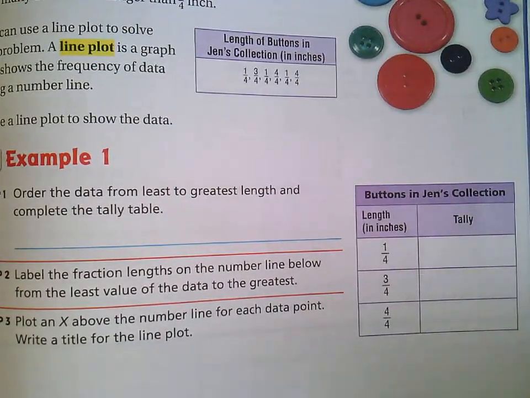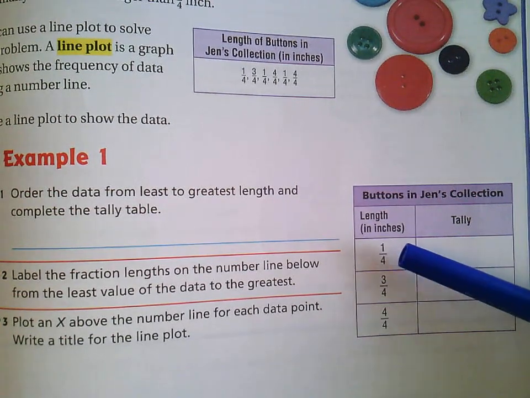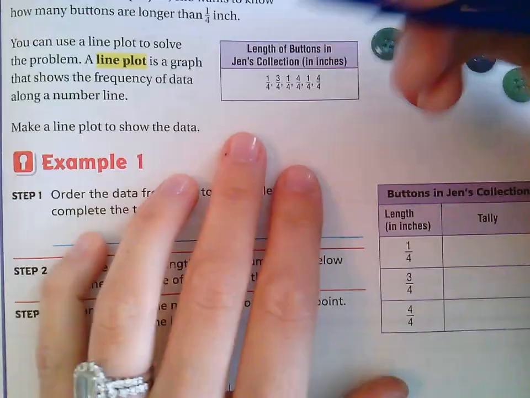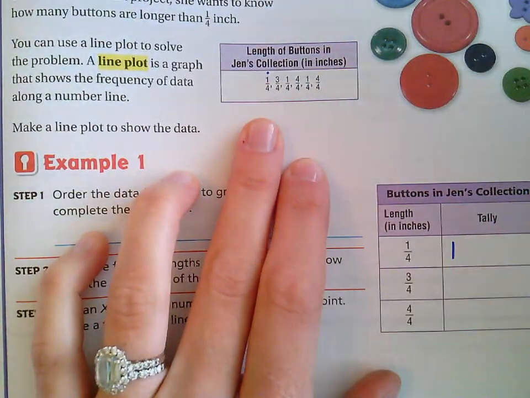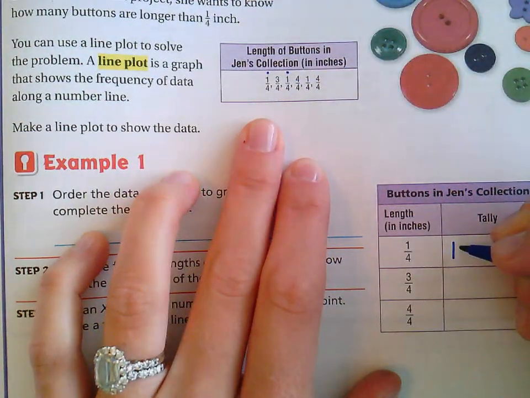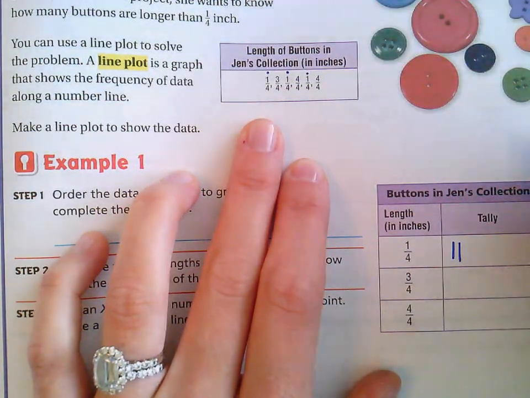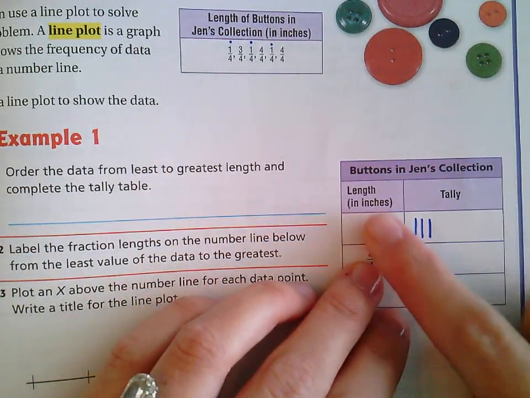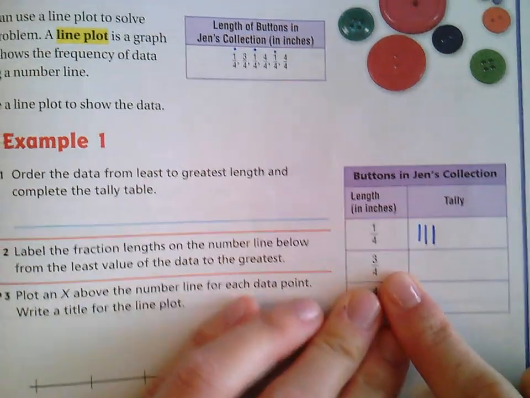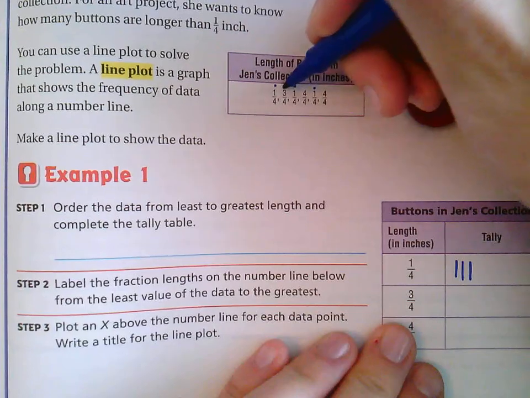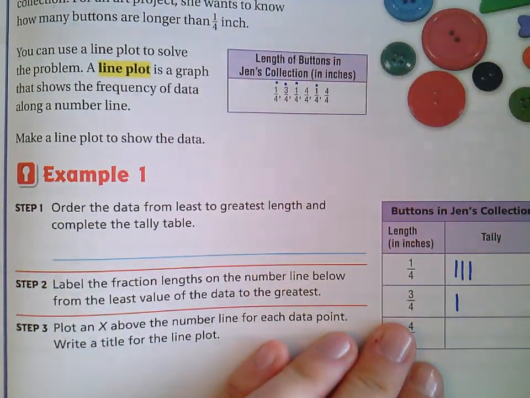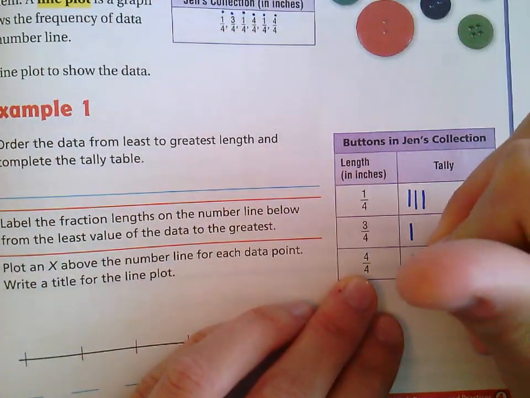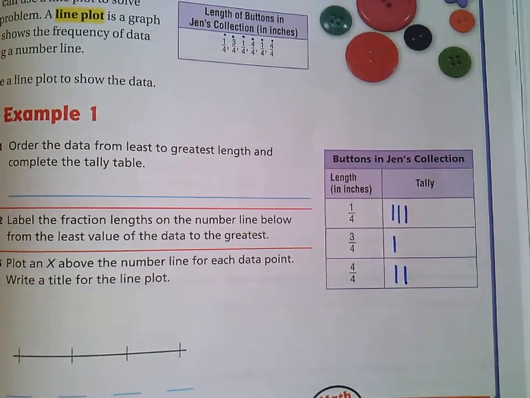And then it says complete the tally table. So what I'm going to do is I'm going to see how many 1/4 are in this list. There's one right here. So there's one. There's another one. Two tallies. There's another one. So I have three 1/4 length buttons, 1/4 of an inch. The next one I'm going to do 3/4. All right, let's see how many 3/4. One. That's it. And then 4/4, I have one, two. So there is my tally table.